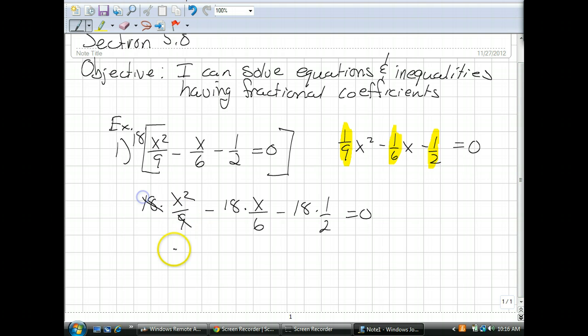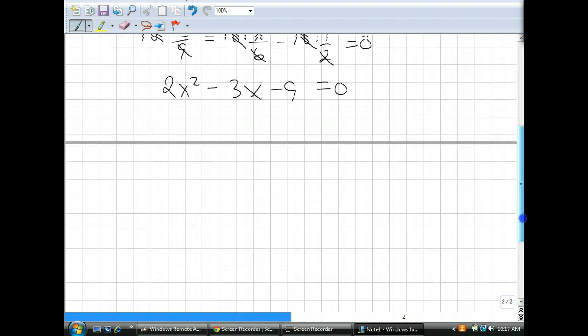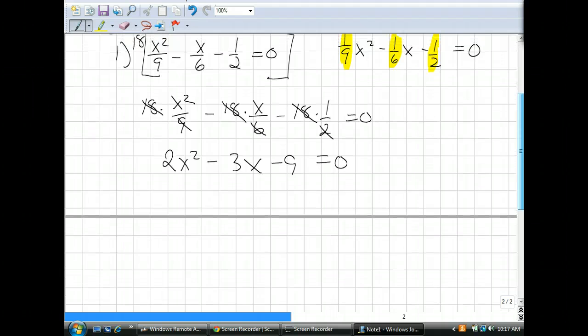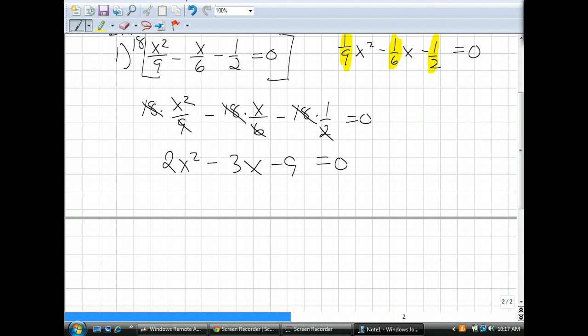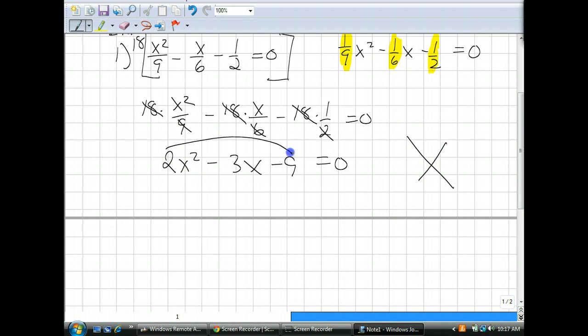Now reduce, so we get 2x squared minus 3x minus 9 equals 0. And now we have a quadratic equation, and so now we want to factor that. So because we have the leading coefficient, we multiply the 2 times the 9, so it gives us negative 18. And we want to know what multiplies to negative 18 but adds up to a negative 3. So that's going to be negative 6 and positive 3.